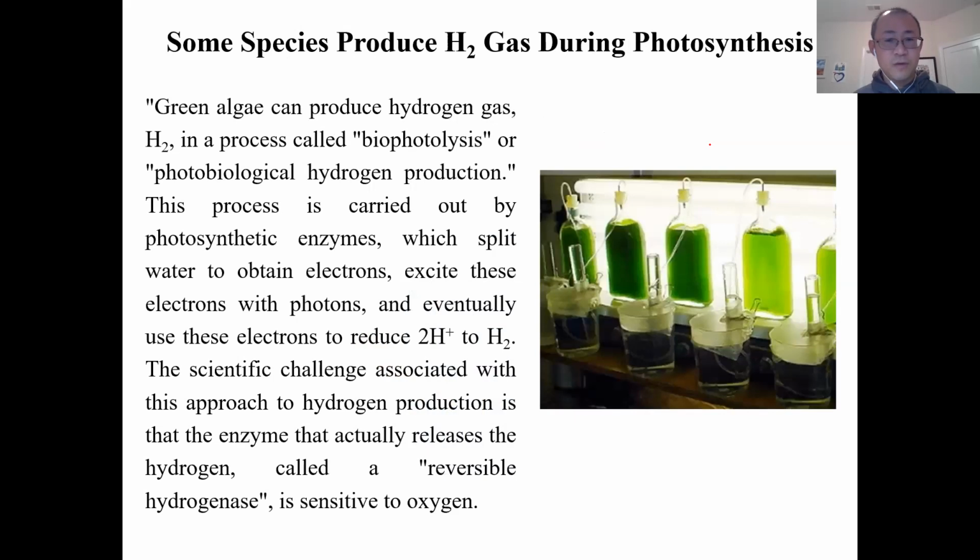And another research approach, instead of using sunlight, is to use a bio process. Here we call it biophotolysis. Photolysis basically uses some microorganisms. Here is a kind of green algae. They have an enzyme, their body produces an enzyme that can split water into hydrogen and oxygen.